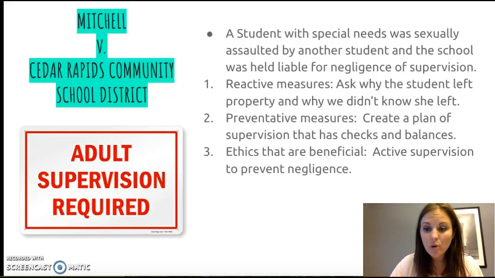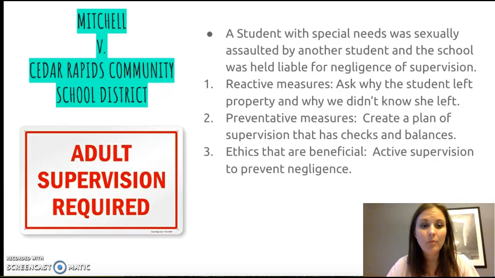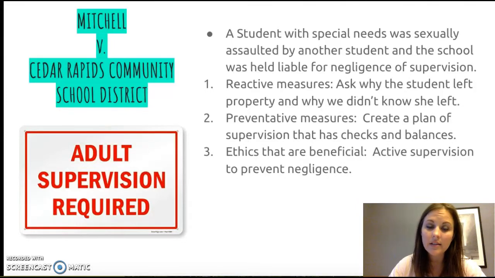So I'm going to go into some court cases here. The first one I'm going to talk about is Mitchell versus Cedar Rapids Community School District. The first bullet is going to tell you about the summary, and the next three numbers are going to answer the questions within the module. This will be the same progression throughout all of my court cases.